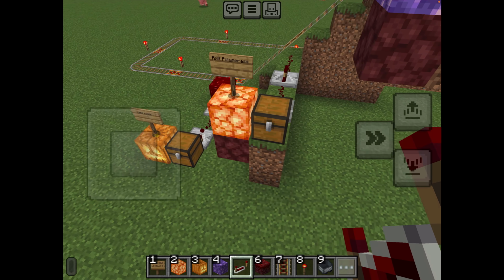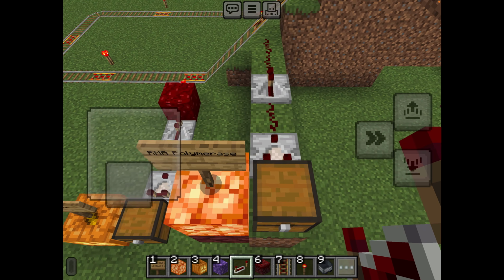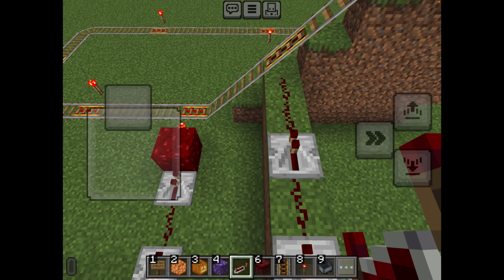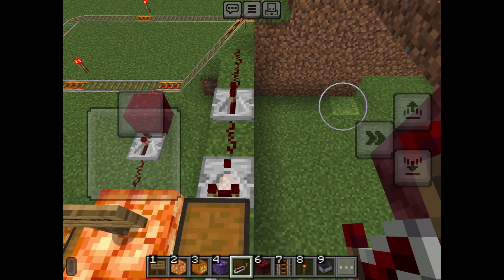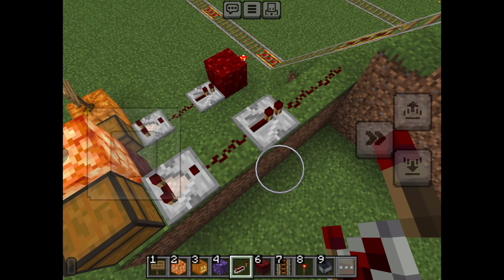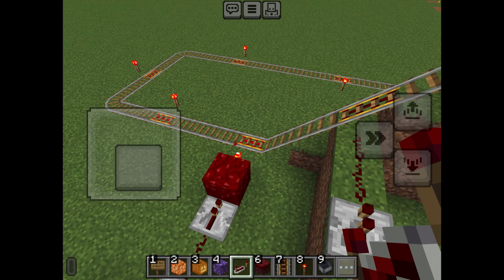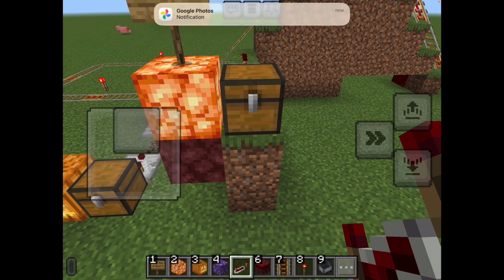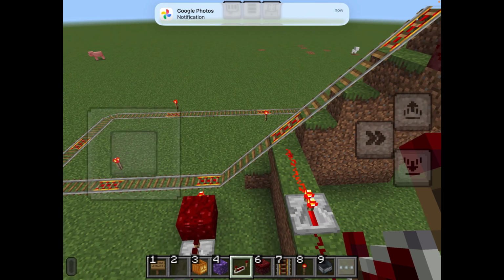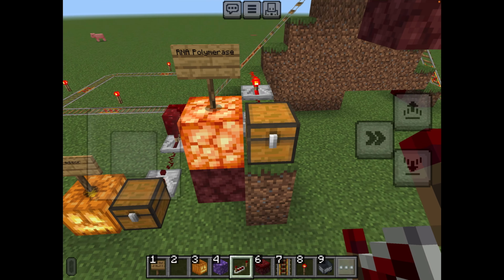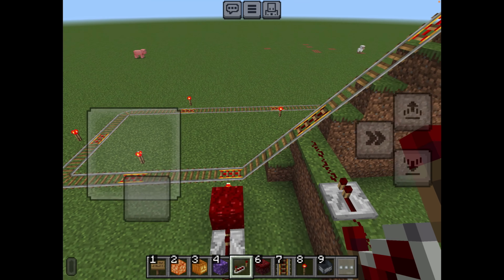In terms of my RNA polymerase, if I have RNA polymerase, then my signal should be on. But if I don't, my signal should be off. So my signal is off right now because that chest is empty. So this setup is a comparator feeding into a repeater, which feeds into a powered rail. And so if I put these blocks into this chest, that turns on the signal and turns on the powered rail. But if I take them out, then my signal turns off.